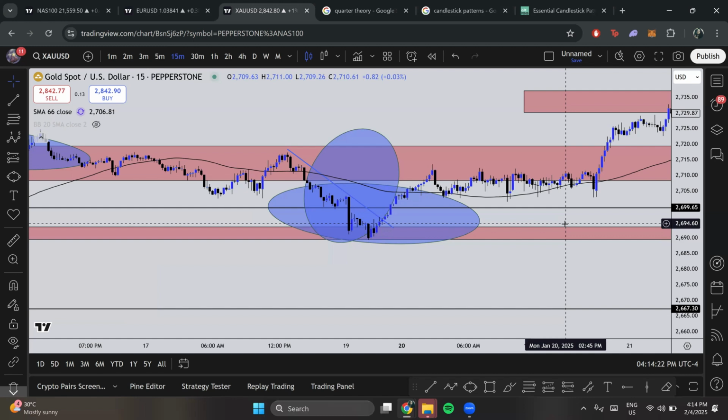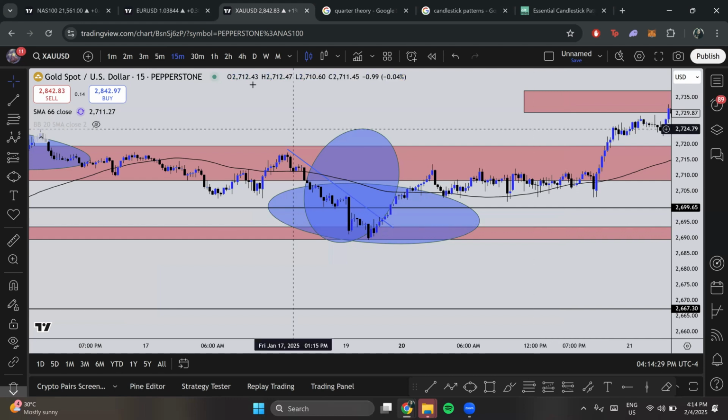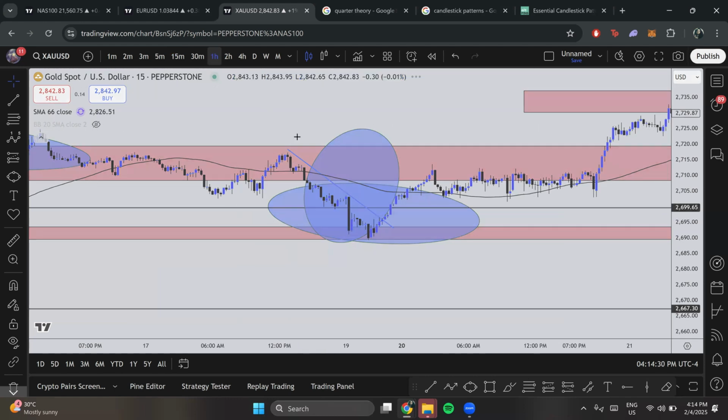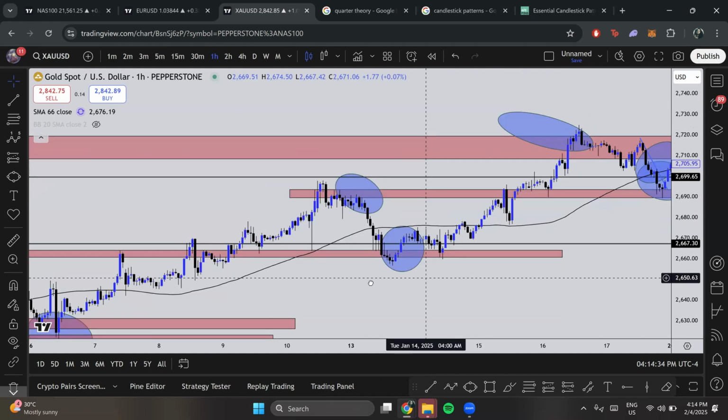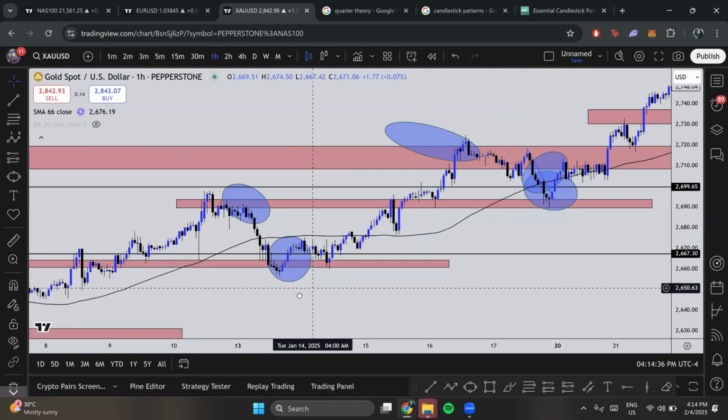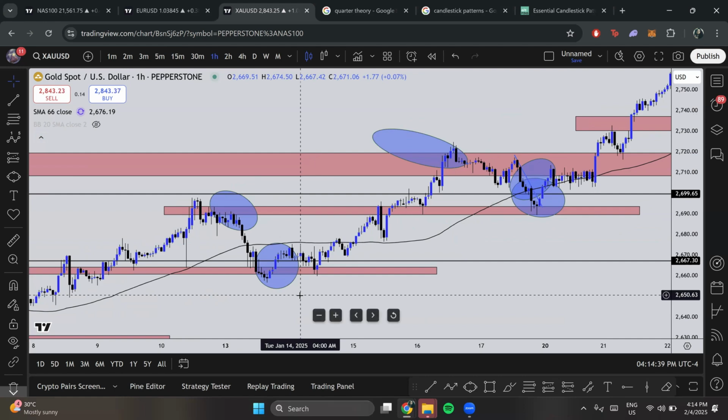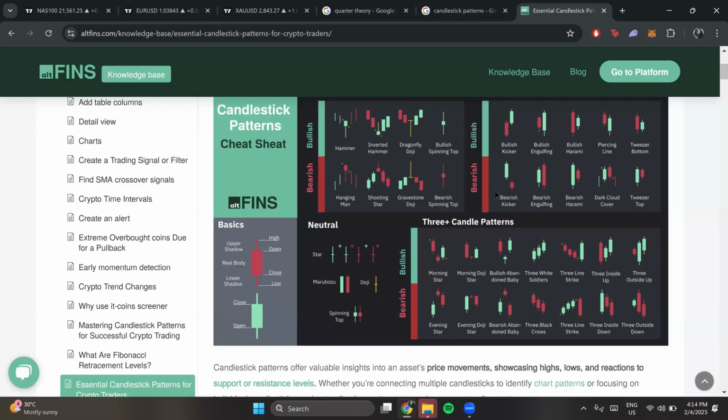So this is basically lower time frame breaker structure and candlestick pattern. That was a perfect example of how to use it together. So that's the lower time frame and candlestick pattern series, and moving on.